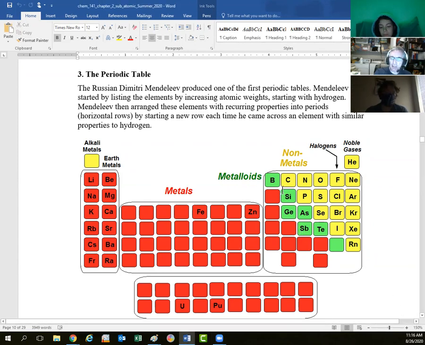So the shape of the table is about chemical reactivity. And every time that Mendeleev found an element that was similar to hydrogen, he would start a new period, a new row. And so the elements in each column, each group as we know them, these are always elements which are similar in their chemical properties. So lithium is similar to sodium, which is similar to potassium, rubidium, etc. Just as fluorine is similar to chlorine, similar to bromine, iodine, etc.